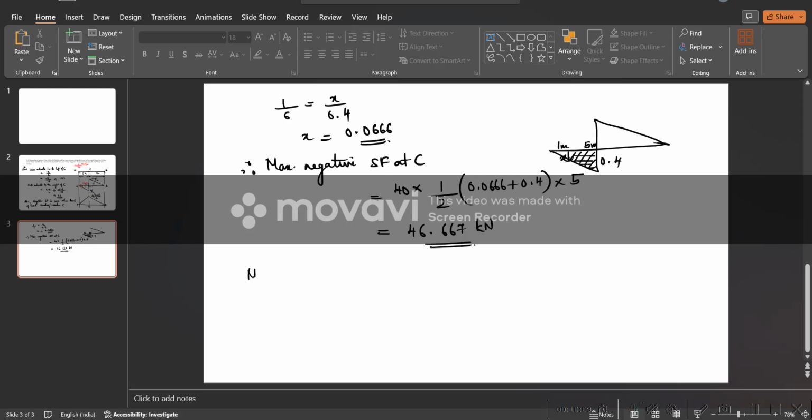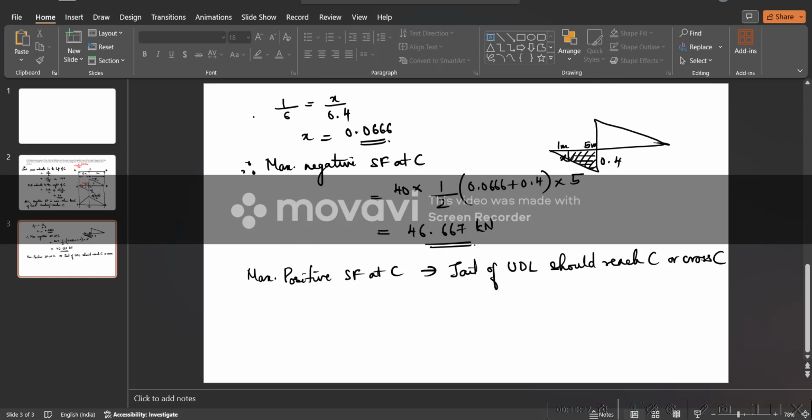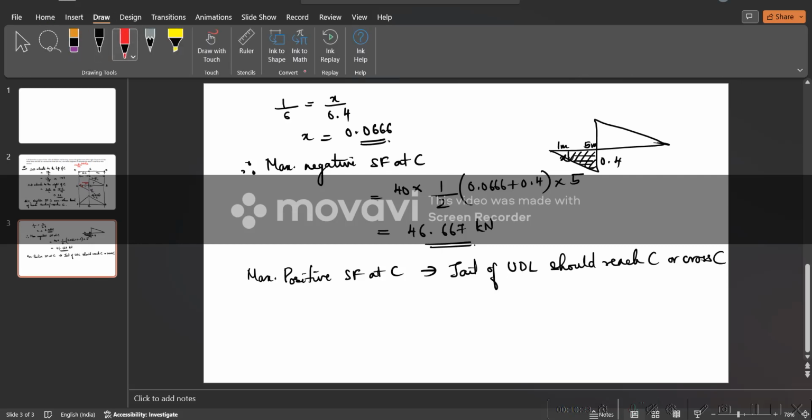So can you tell me what is the maximum positive shear force? For maximum positive shear force at C, the tail of the UDL should reach C or just cross C. So the UDL should be positioned like this. And this is 5 meters. So this distance will be 9 minus 5, 4 meters. So 5 meters, 4 meters.